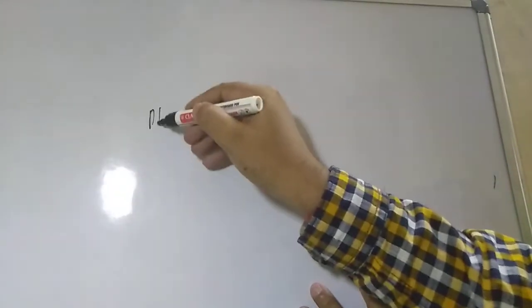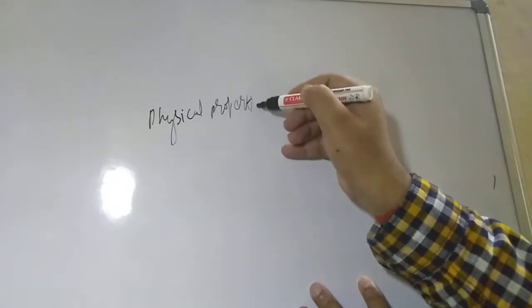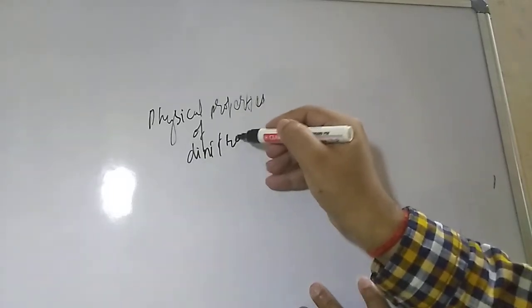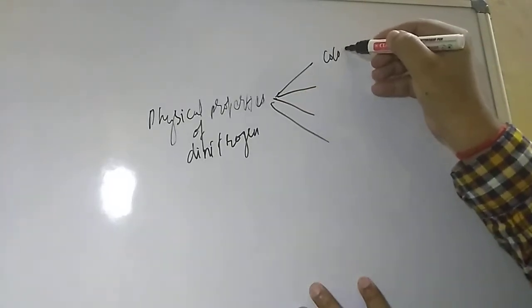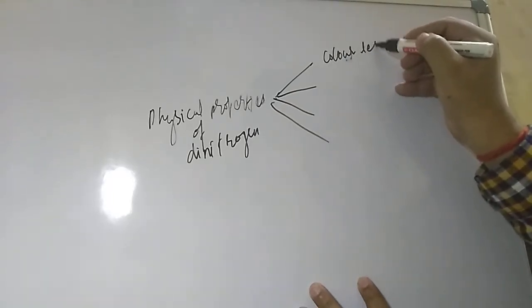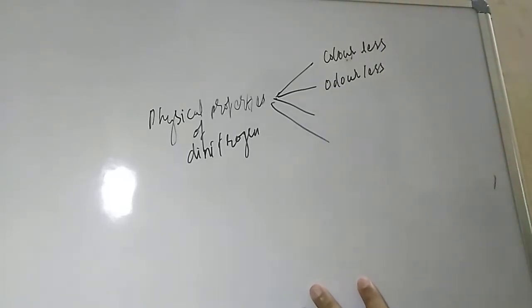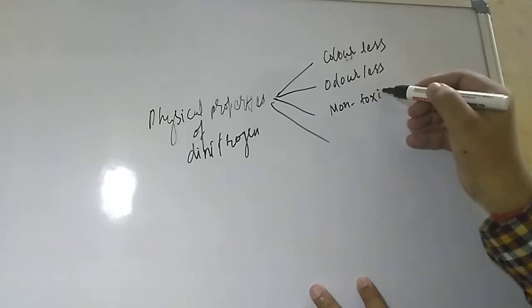So let us see the physical properties of dinitrogen. First of all, dinitrogen is colorless. Secondly, it is also odorless. And since it is 78% of the atmospheric gas, it is available on the Earth's surface. So it is also a non-toxic gas.